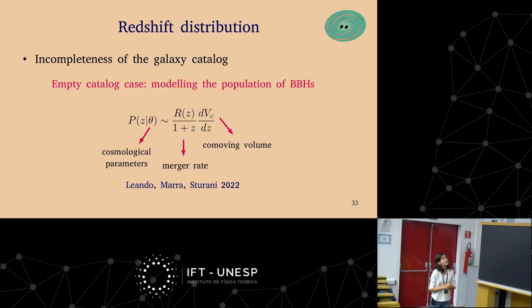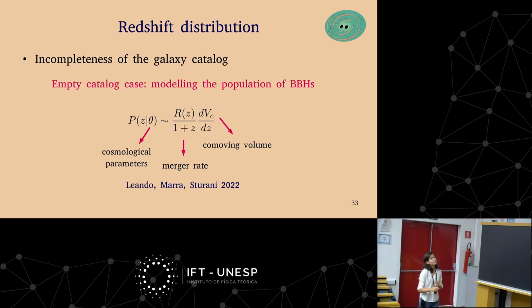Another problem is the incompleteness of the galaxy catalogs, and that is something we're interested in studying. So the galaxy catalogs we have, they don't have all the galaxies up to a certain distance. So what if the true host of that binary system is not in my catalog? Maybe I will bias my results.